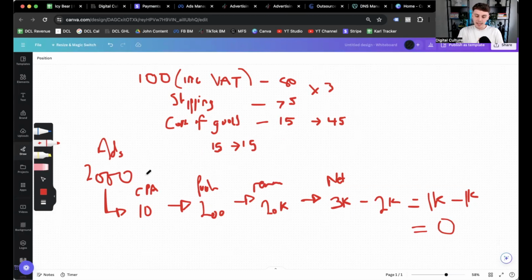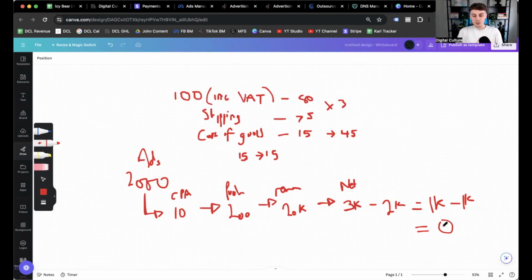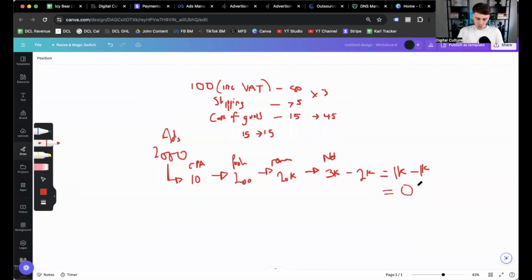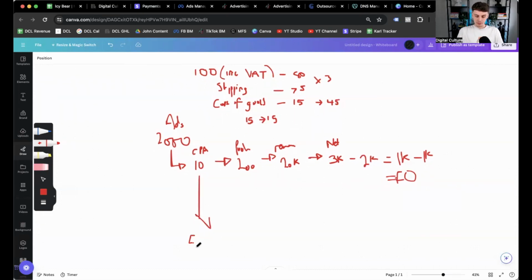So to get a 10x ROAS to break even, there's problems here. So what do you do in this scenario? So what you need to do in this scenario, guys, is two things. You need to see if you can get this cost per acquisition lower. So you want to see if you can get that £10 a purchase down to £5, because then that trickles through and you make more profit based on your ad spend.